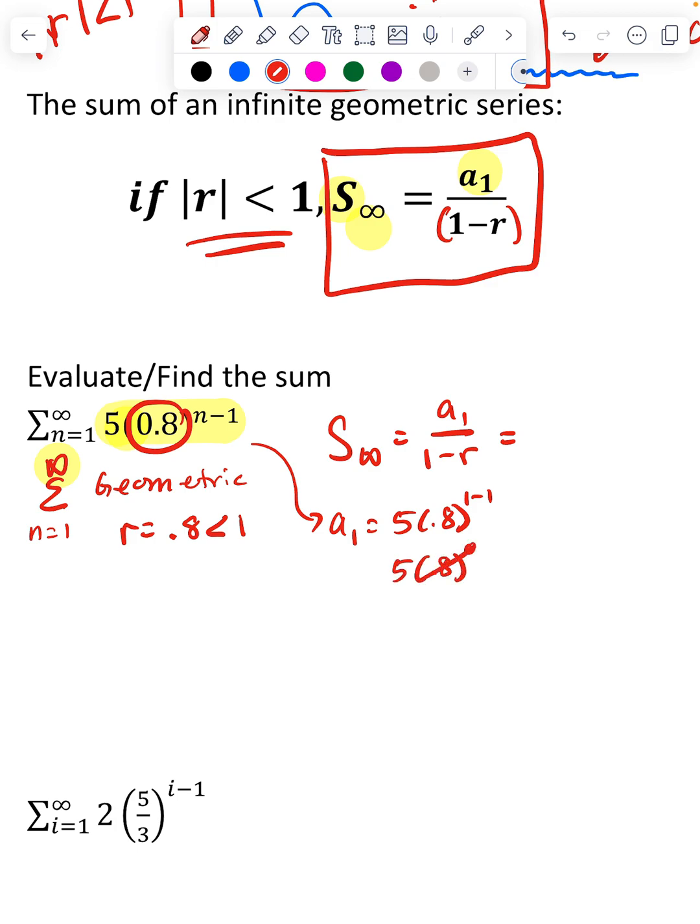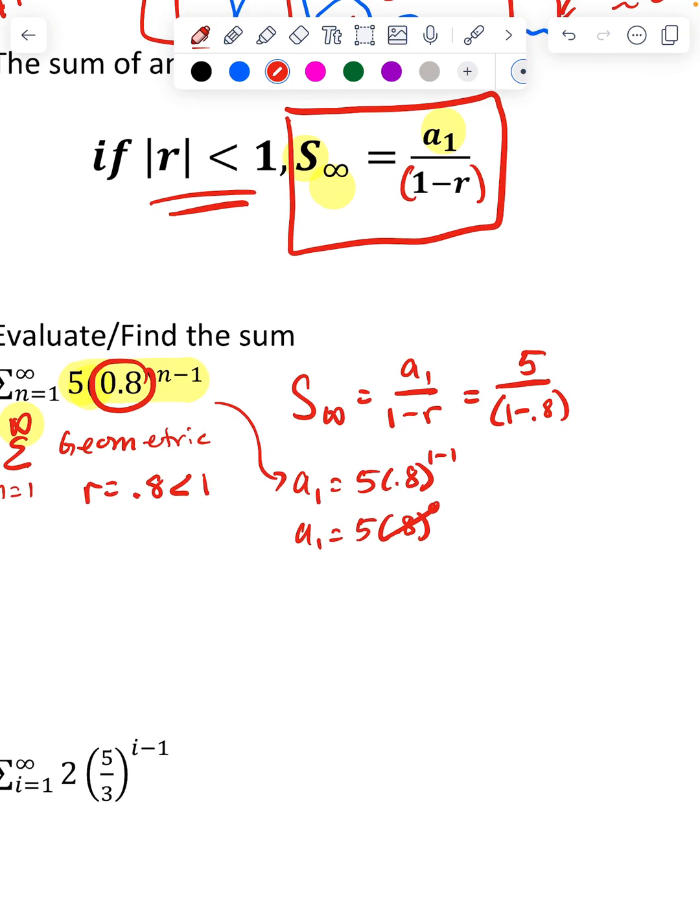And anything to the 0 power is 1. So my first term is a 5. So that goes in for the 5. Or excuse me, for the first term in my formula. Then on the bottom, I'm going to do 1 minus my R value. And then I just put it into my calculator. And the sum of those infinite number of terms is 25.